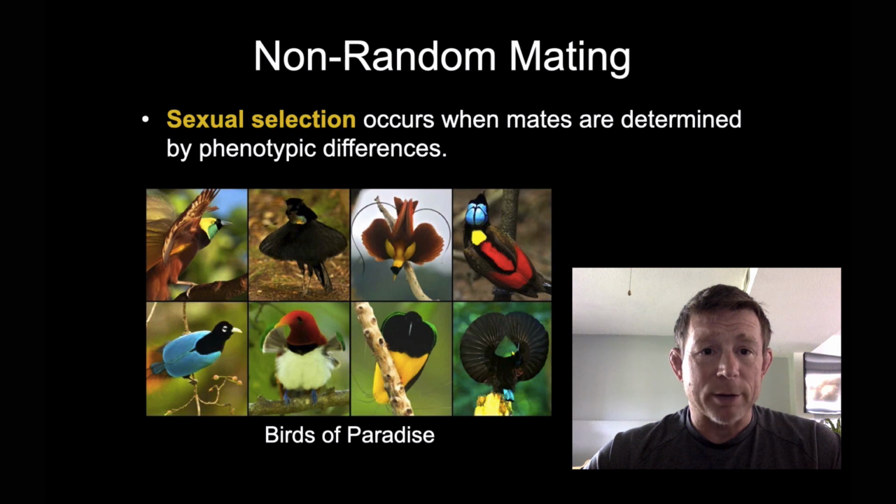All right, the last type of microevolution is called non-random mating. It's also known as sexual selection. So this happens when mates are determined by phenotypic differences. This is really common in birds, especially birds of paradise. In these birds, the females choose their males based on their exaggerated traits or characteristics. And these characteristics can be coloration, it can be an elaborate song, it could be fancy plumage or feathers, it could be fancy nest building, or even wild and crazy mating dances.